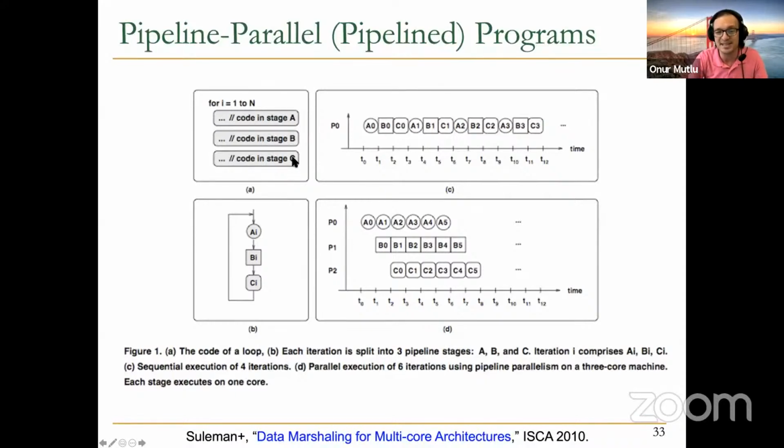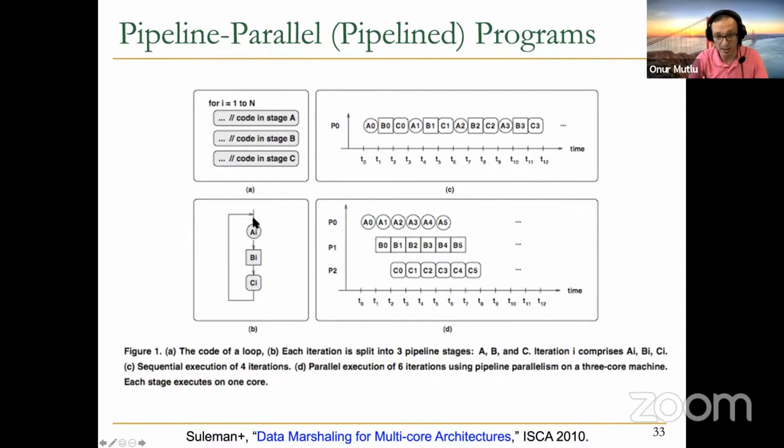You have A, B, C. Normally, you may not be able to parallelize it because you have some dependencies between B and A and C and B, for example. There's some data flow that goes from A to B and B to C. And normally, if you execute on a single processor, that looks like this, clearly sequential. But you can split each iteration into 3 pipeline stages, A, B, C. Iteration I, for example, comprises AI, BI, CI. And instead of sequentially executing them on a single processor, you pipeline each piece of the iteration across different processors, P0, P1, P2.